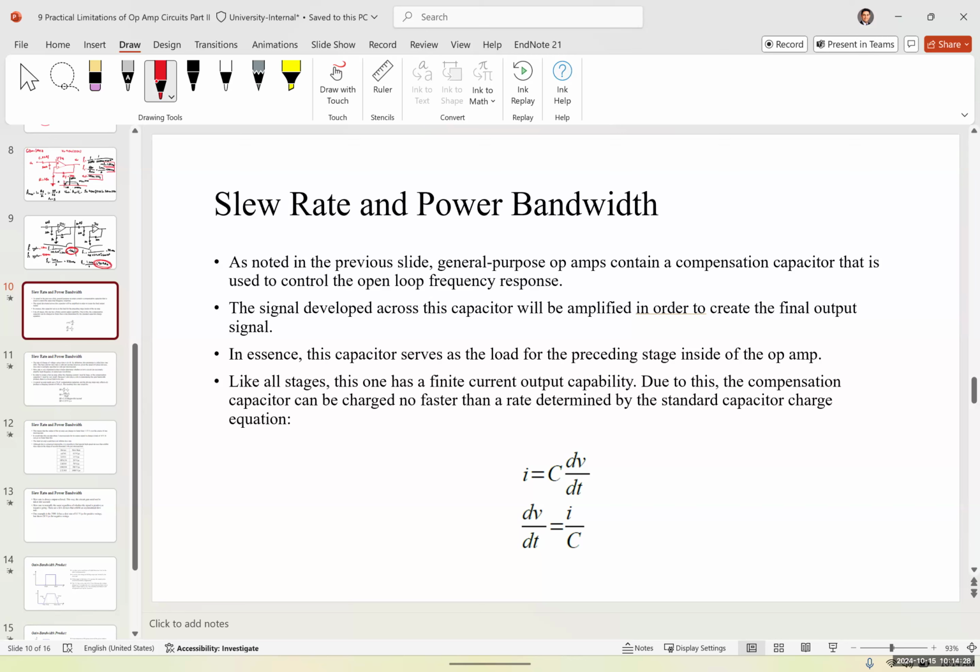In essence, this capacitor serves as the load for the preceding stage inside of the op amp. Like all stages, this one has a finite current output capability. Due to this, the compensation capacitor can be charged no faster than a rate determined by the standard capacitor charge equation, which is I equal to C dV over dt. In other words, dV over dt is I over C.